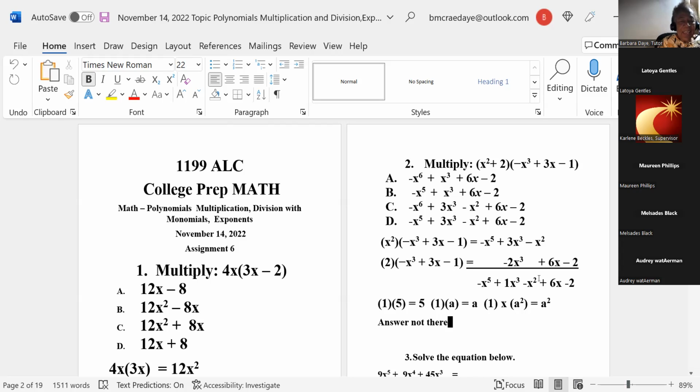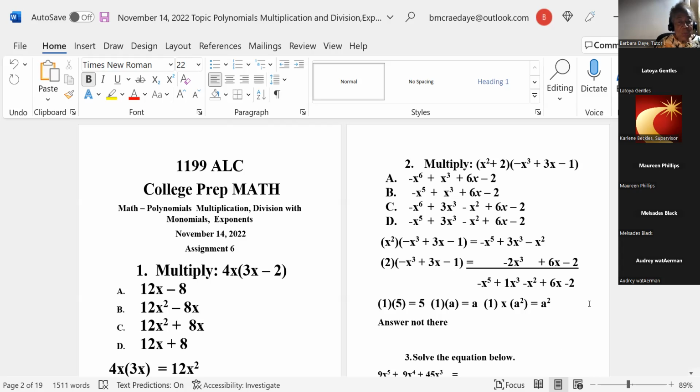It's D, because this is a 3 coefficient and this is a 1. And the nearest to it is B, that's the nearest answer, Miss Barbara. No, but it's not there. It's just not there. It's my mistake. I really should have put none of these, or put the right answer. Okay, any questions?